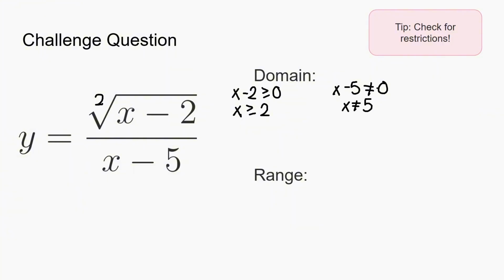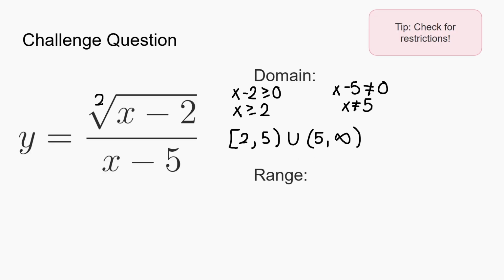So now we have our domain. It's going to be everything that's 2 to 5, not including 5, and 5 to infinity. And we do the parentheses here because 5 is not included. Our domain is basically everything that's greater than or equal to 2 as long as it's not 5. So this is our domain.